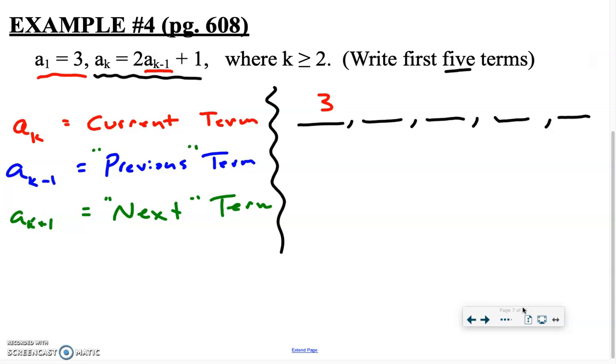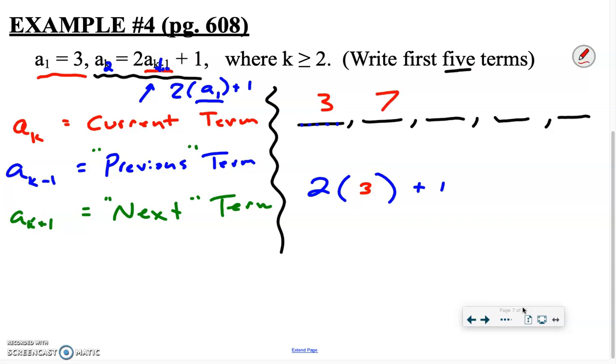All right. So now to find the second term, we're going to allow k to equal 2 because I'm trying to find the second term. Well, if k equals 2, then when I look back over here, 2 minus 1, I guess all I'm really doing is 2 times a sub 1 plus 1. We know that a sub 1 is 3. So the math that we're really doing is 2 times my previous term plus 1 is going to give us the current term. So if the previous term was 3, 2 times 3, 6 plus 1 tells us that my second term is now 7.